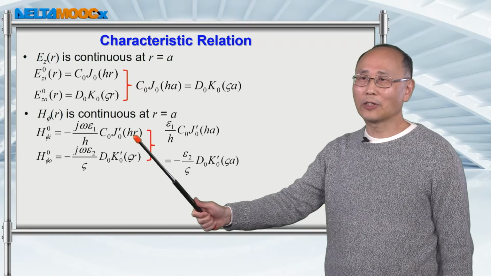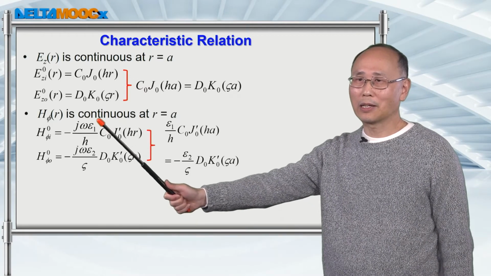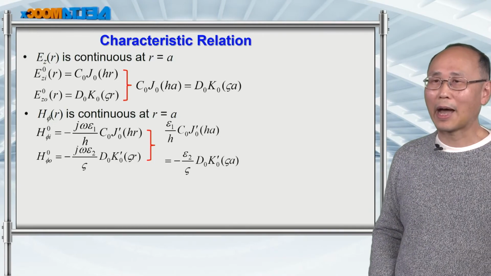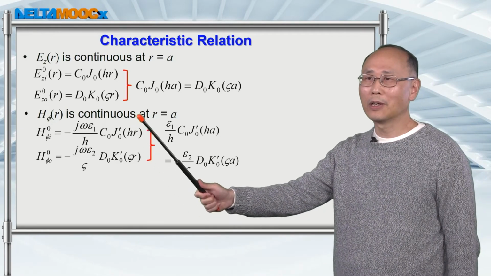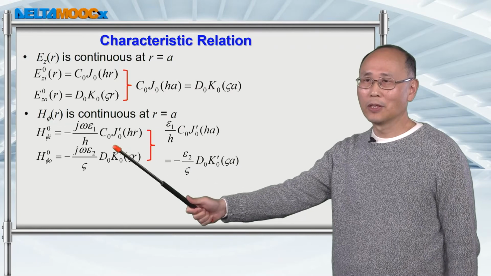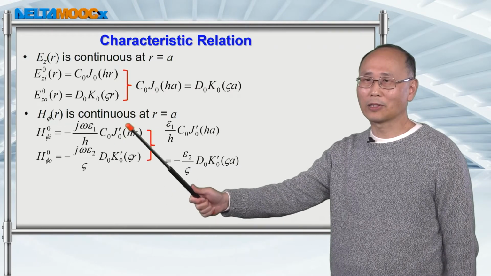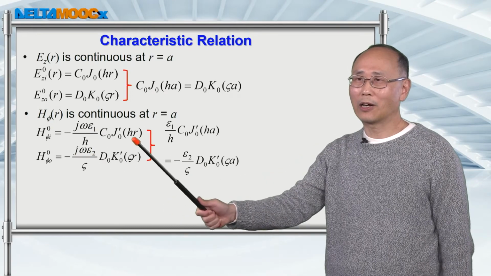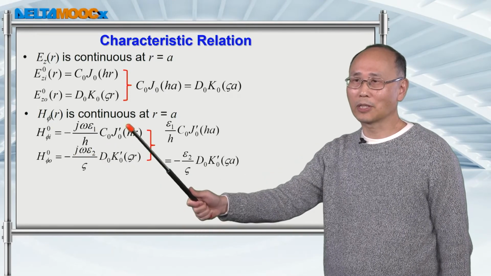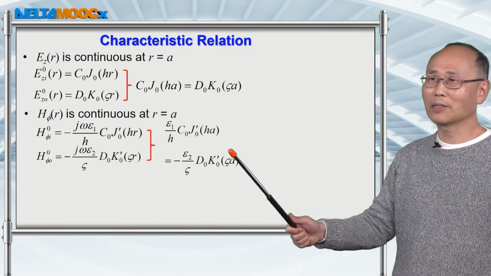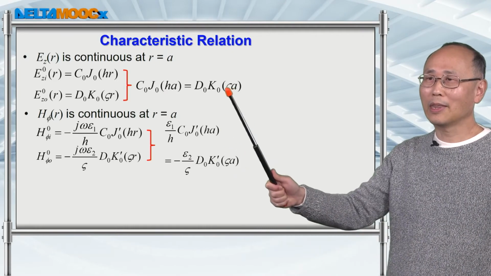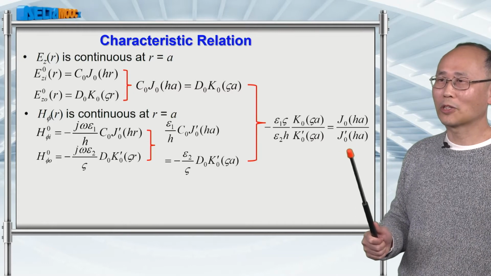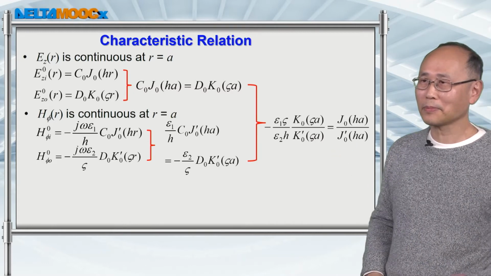The other boundary condition is that the tangential H component at the boundary is also continuous. So you take out the solutions for the H phi solution, and then set r equal to a in these two expressions to get this relationship. And then you can combine these two relationships into a transcendental equation like this.